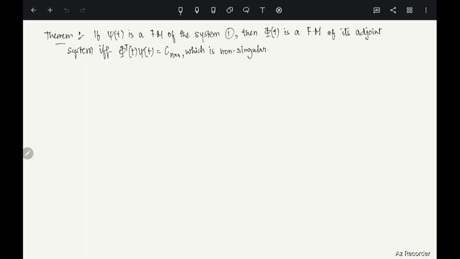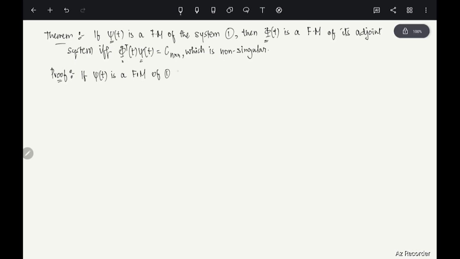So what it says is that if psi is a fundamental matrix of the original system, then phi is a fundamental matrix of its adjoint system if and only if phi transpose psi is a constant non-singular matrix, n cross n, of course. So let's look at the proof of this. If psi of t is a fundamental matrix of 1, it is given to us.